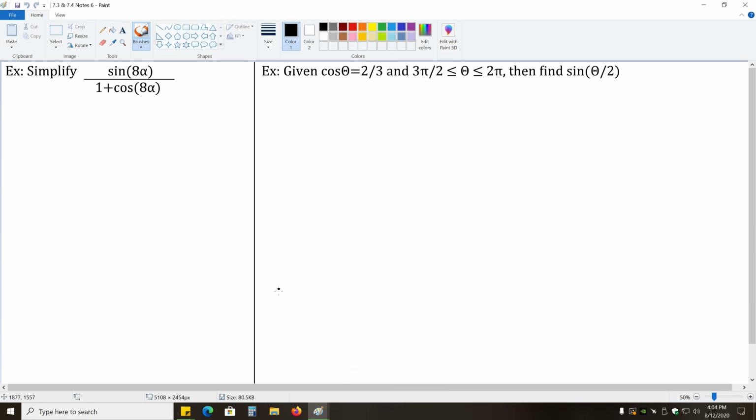Okay, continuing on from here, we now want to go ahead and simplify sine of 8 alpha over 1 plus cosine of 8 alpha. To go about this, we need to figure out which of our half angle identities matches this problem the most, if any of them.